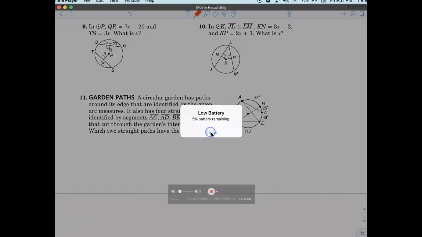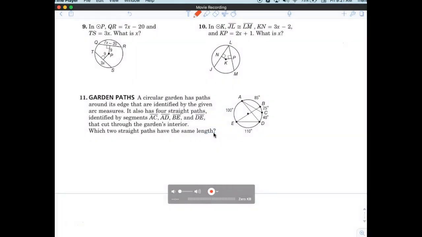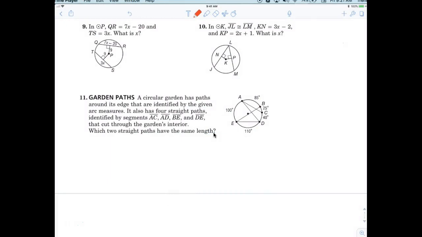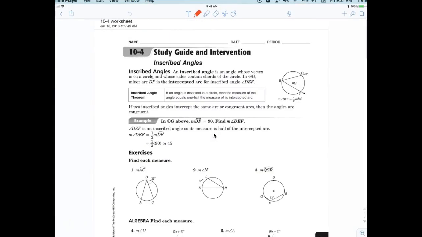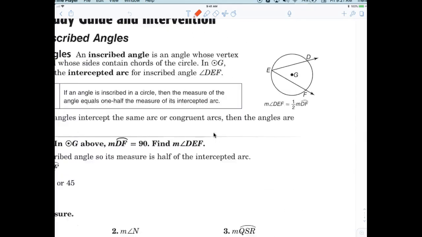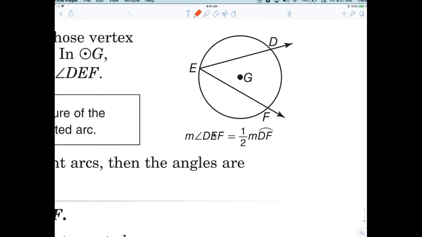Now, for today's lesson, flip to 10.4 so I can show you the rules real quick. Very, very simple. We had what's referred to as a central angle, and now we have something called an inscribed angle. What an inscribed angle is: the vertex is actually on the circle. The vertex is actually on the circle.